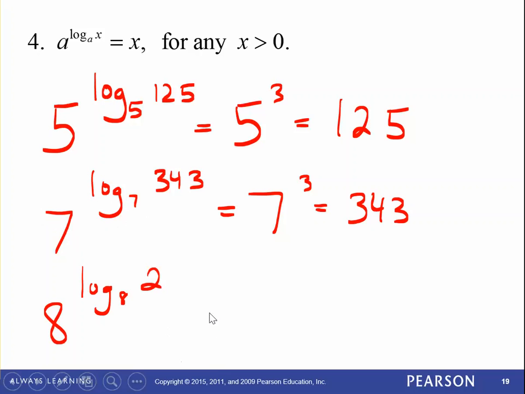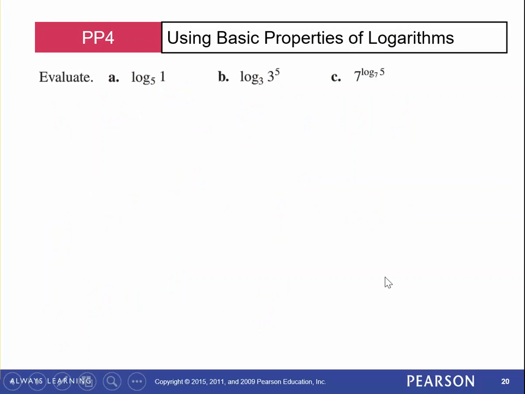So how about this? 8 to the exponent of log base 8 of 29. Again, this base of 8 and this log base 8 in the exponent will cancel themselves out and give you 29. So those are the basic properties for logs here. Now let's move on to domain.